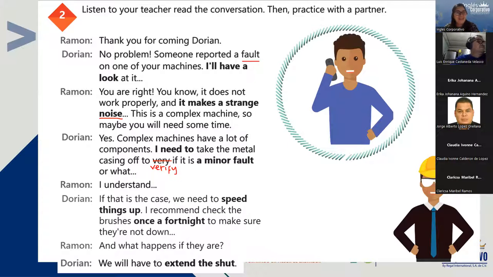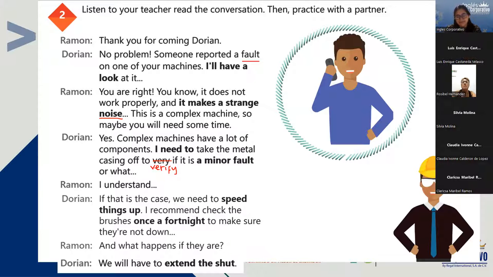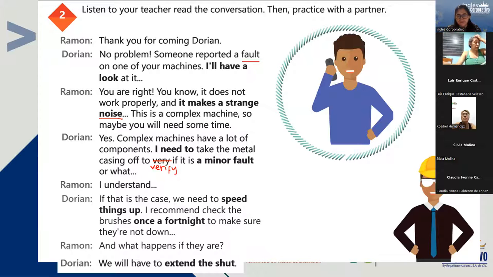Now, let's see another. What is a shot? When we say extend the shot. What does it mean? Extended shot. Ese es, ya estamos hablando de un cierre de operaciones. ¿Será como un paro? Sí, cuando hace un shot es como un paro, ¿verdad? Se para por cierto tiempo para revisión de la maquinaria, pero si el problema es grave, ese paro de trabajo va a ser mucho, mucho más largo, ¿verdad? So they will have to extend. Any question here?